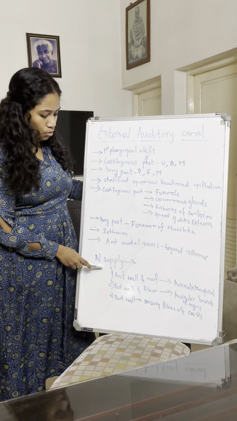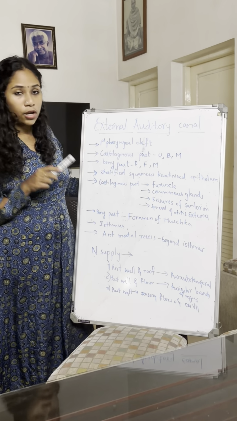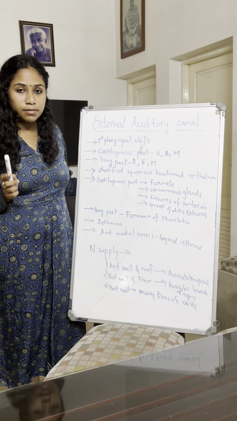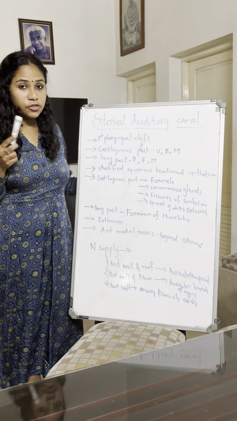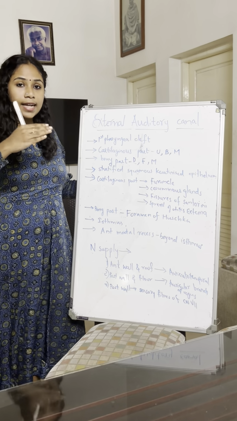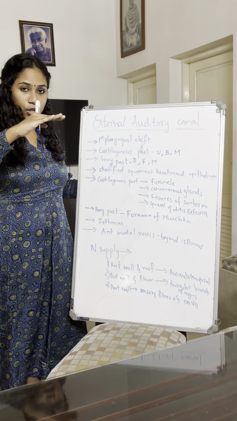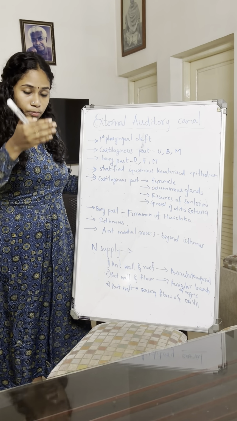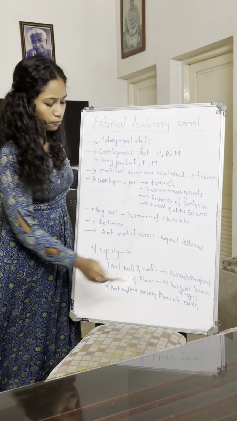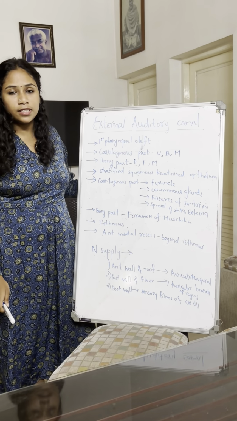Then coming to nerve supply. The anterior wall and roof are supplied by the auriculotemporal nerve. The auriculotemporal nerve is a branch of the trigeminal nerve, the mandibular division of the trigeminal nerve. Then the posterior wall and floor are supplied by the auricular branch of the vagus. The posterior wall also receives sensory fibers of the 7th cranial nerve.